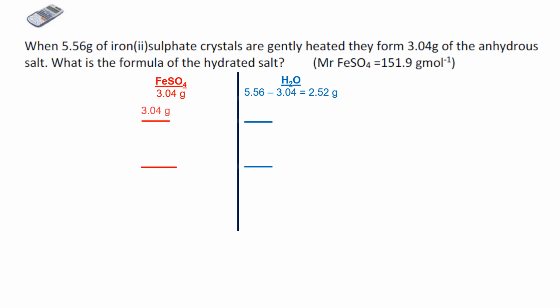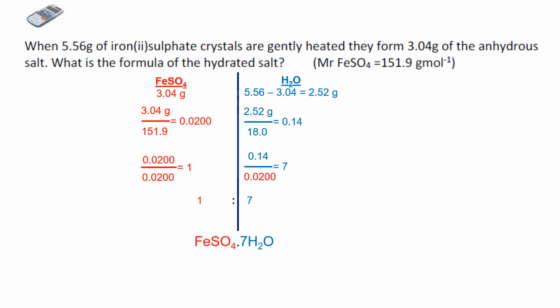Okay, so we divide each one by their MRs. FeSO4 is 151.9, water is always 18, that's 0.02, 0.14. Divide them both by the smallest number, you get 1 to 7. So that's telling us that X is 7. It's a 1 to 7 ratio, so it's FeSO4.7H2O. So X equals 7.